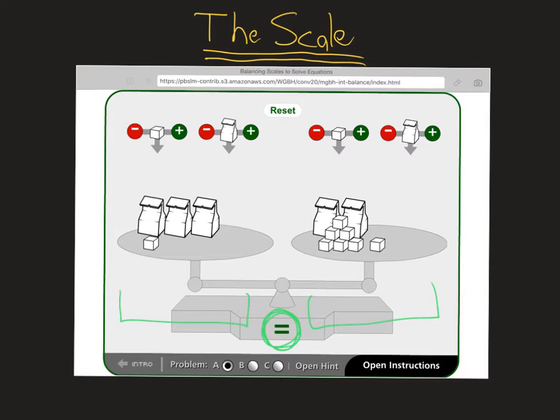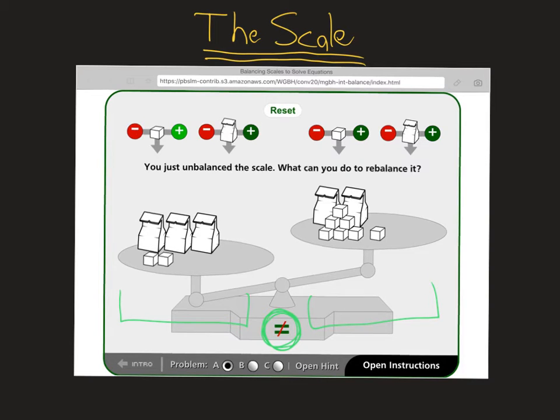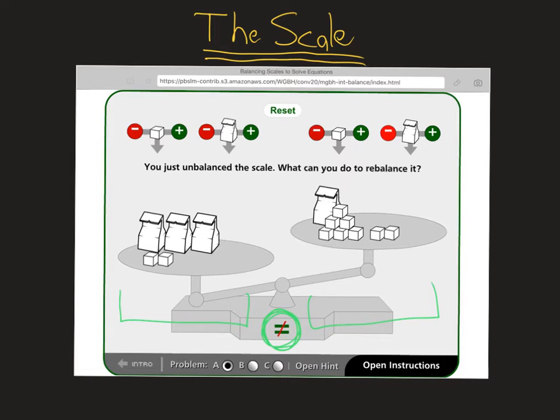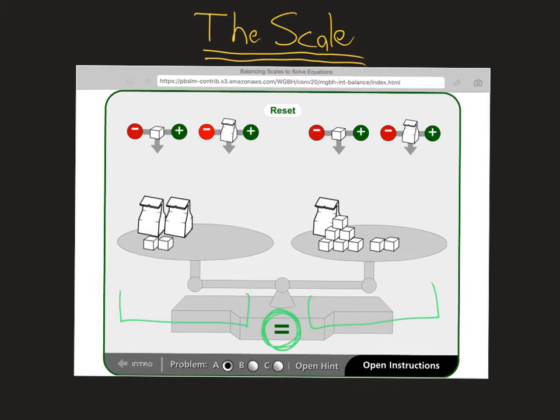All right, let's try this. It's balanced right now. If I add something to one side, I just unbalance the scale. I could rebalance it by simply adding a block. I put a block on the left, so I'm going to add a block to the right. And now I rebalanced it. I could take one of the bags off the right-hand side, and I just unbalanced it. So I'll take a bag off the left and rebalance it. Now I'm hoping this seems pretty straightforward to you guys. We just need to understand one basic principle.